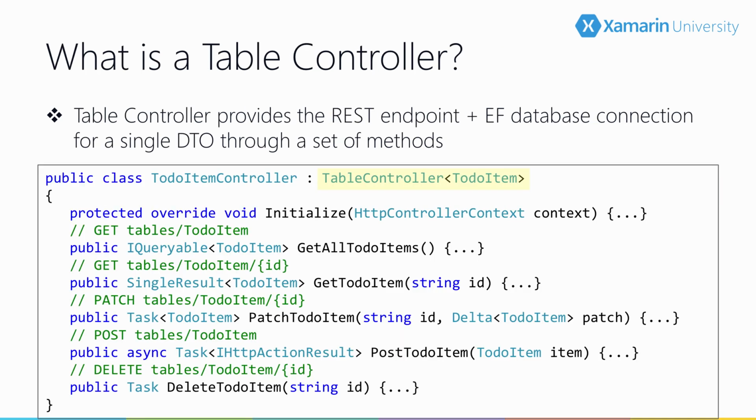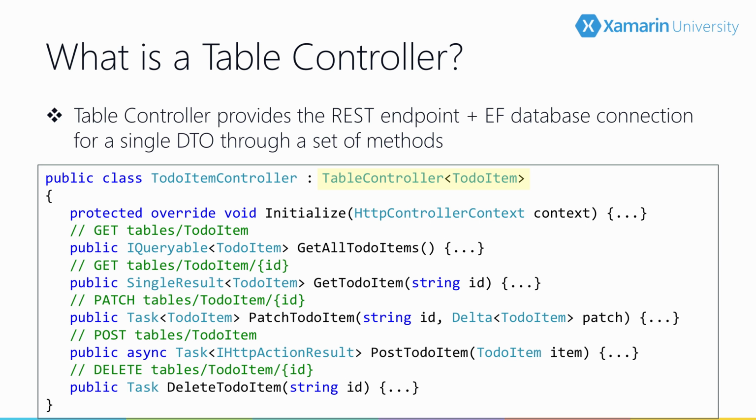The second thing that we need is the table controller. This is a custom class that derives from table controller of type T. And T is going to be the data transfer object, or the NAD definition. Table controller is a built-in class that provides methods to perform operations against the associated DTO table, and it acts as a web API controller mapped to a route.